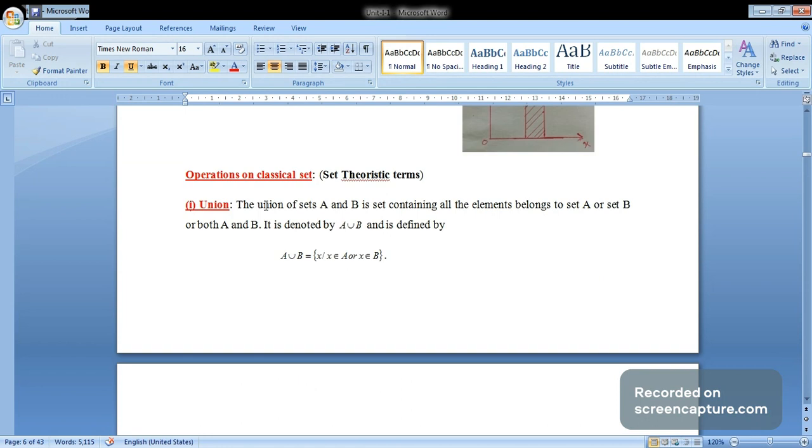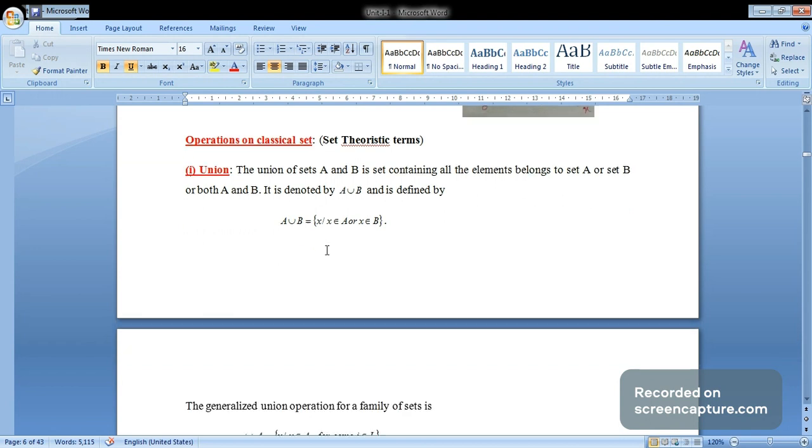Next we define operations on classical sets. Okay, first definition is union. The union of sets A and B is the set containing all the elements belonging to set A or set B or both A and B. It is denoted by A union B and is defined by A union B equal to {x such that x belongs to A or x belongs to B}.